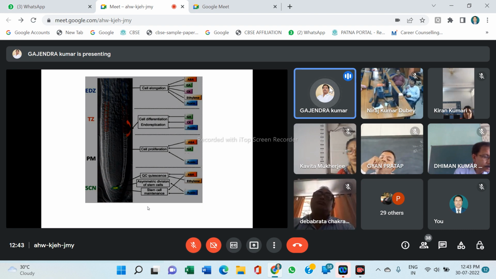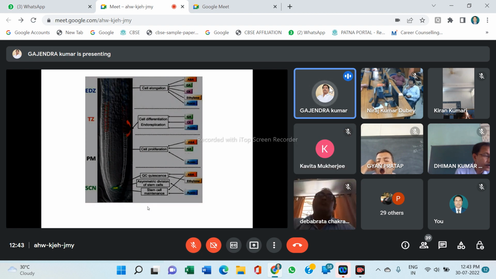Sometimes we find in our garden that flowering is not being observed, stem height is stunted. Then we just spray the hormone, and the cell activity is marked. Then proliferation is marked, then new branches come out. These are the hormonal regulation, the hormonal conceptual understanding within the plants. What is the role of hormone in cell division? What is the role of hormone in cell cycle?